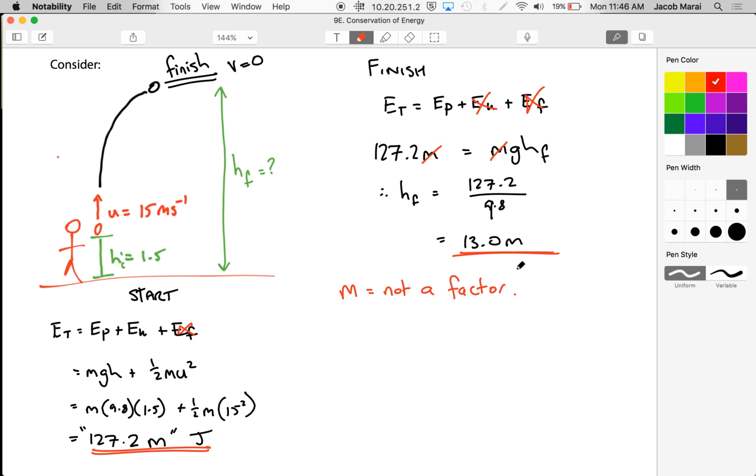Sure, the energy is proportional, but I could have done the same thing with a 100-gram mass, left at 1.5 height, 15 meters per second initial, and it will get to 13 meters. I could take a 2-kilogram mass, sure, I would have to do more work, but if I could get the 2-kilogram mass to leave my hand at 1.5 at that speed, they will both ascend to the same height. They're both transferring energy at the same rate, different amounts, but mass is not a factor.